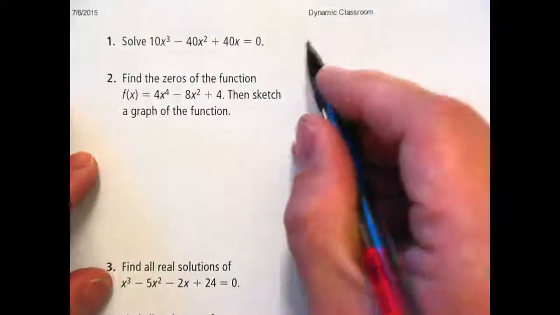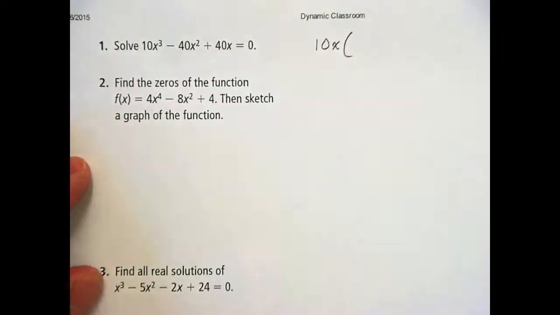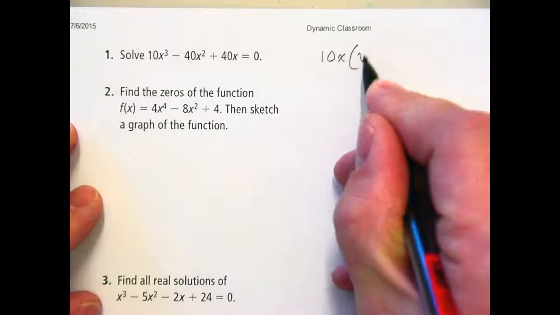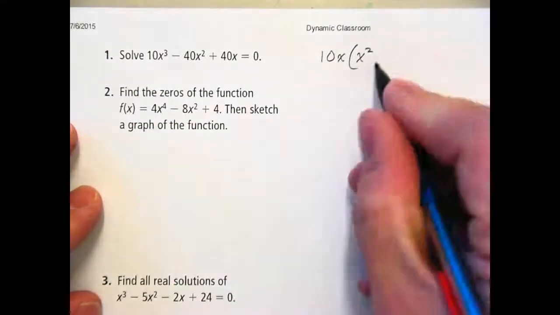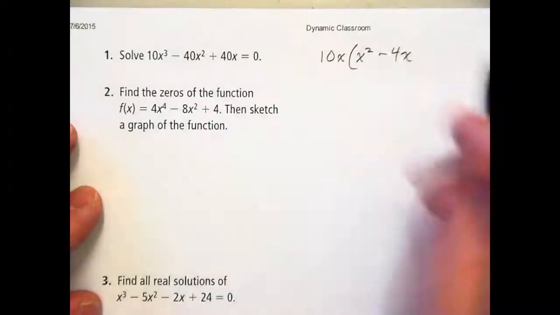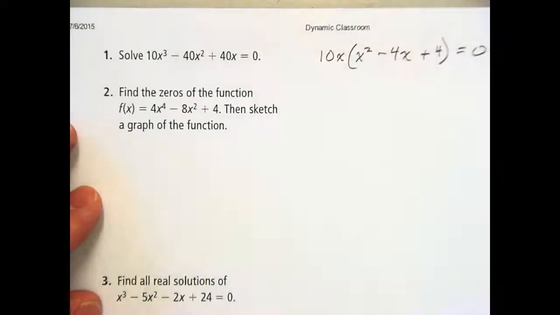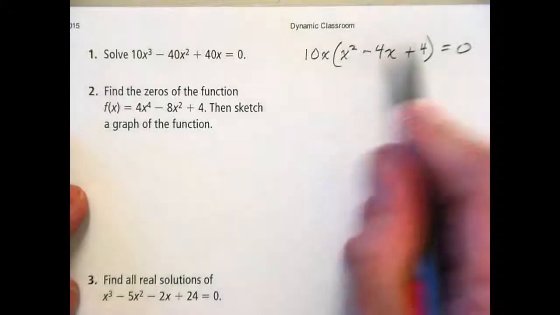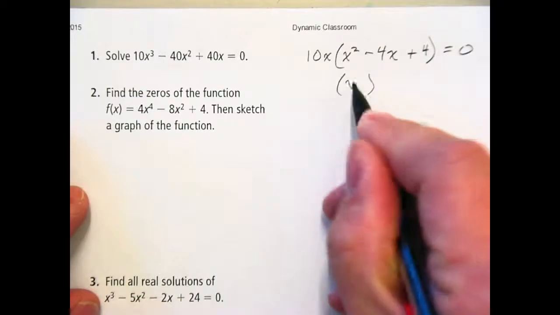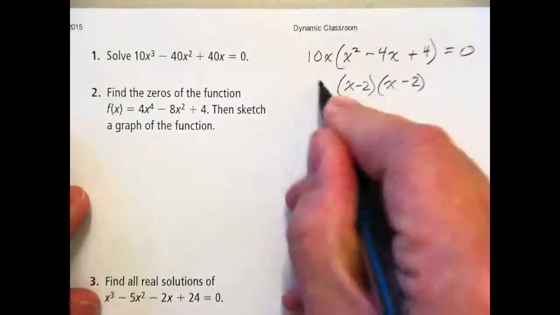What can I take out of number 1? I can take out a 10x, yes. Always take out a greatest common factor first. 10x times what is 10x cubed? X squared. 10x times what is negative 40x squared? Negative 4. 10x times what is 40x? And then from there, we've got that quadratic that we always try to get to. We can factor that. x minus 2 and x minus 2.